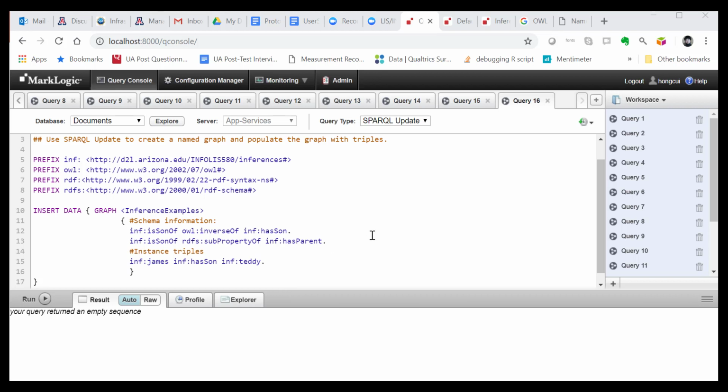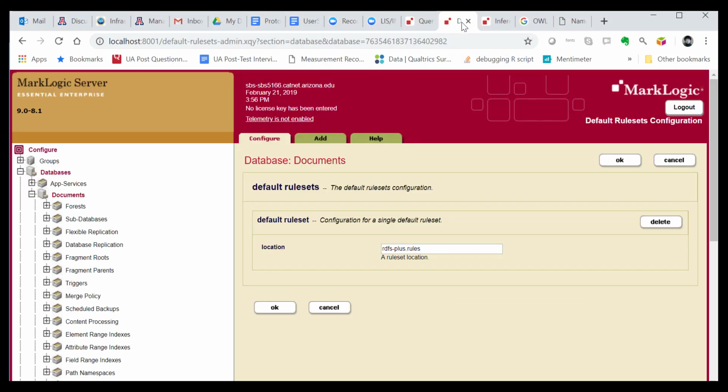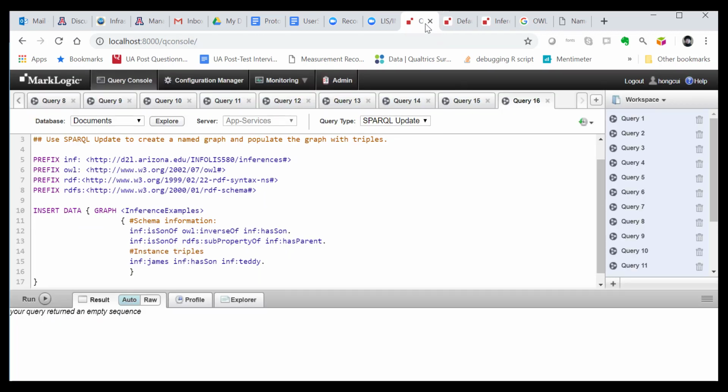I'm going to show how to use inverse of, which is an OWL construct. Because we're using what is called RDFS plus to show the reasoning, we want to update our default rule set to RDFS plus. So I did that. And now coming back in my graph, very simple examples taken from the book.